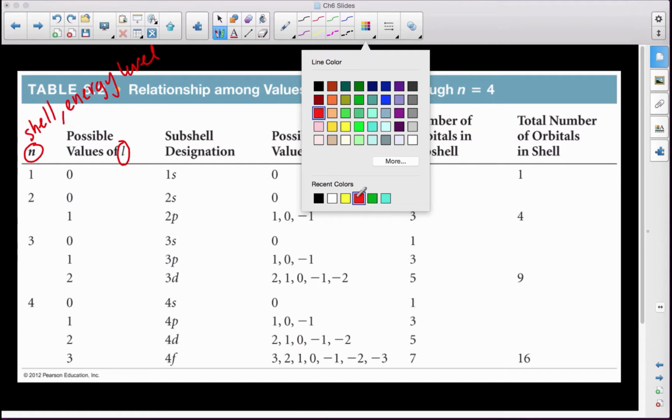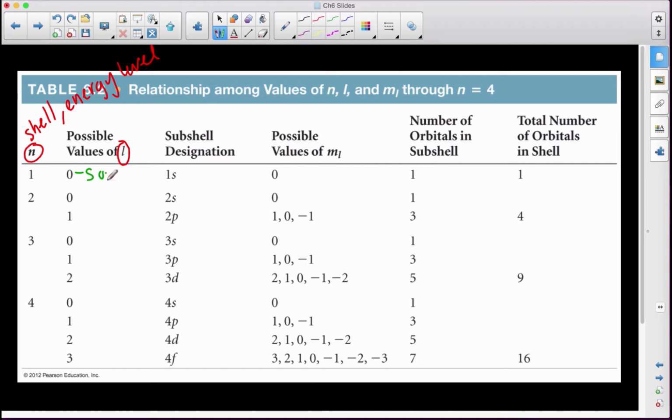In that, if we take a look here, 0 corresponds to an s orbital, right? 1 corresponds to a p orbital, right? 2 corresponds to d orbitals, and 3 corresponds to f orbitals. Okay? And again, note that we always start with s and work our way up. So shell 1 has an s orbital and only an s orbital. Shell 2 has an s and a p. Shell 3 has an s and a p and d's. 4 has s and p and d's.